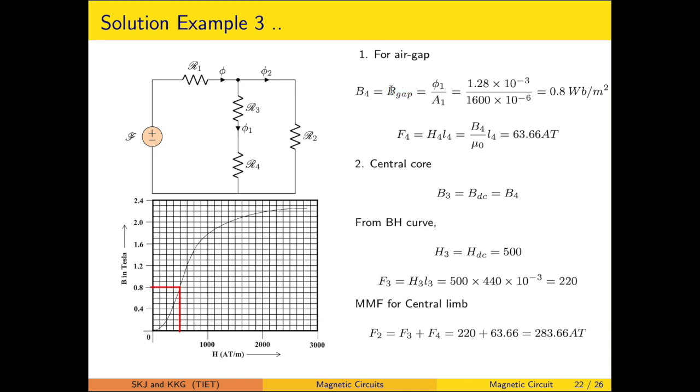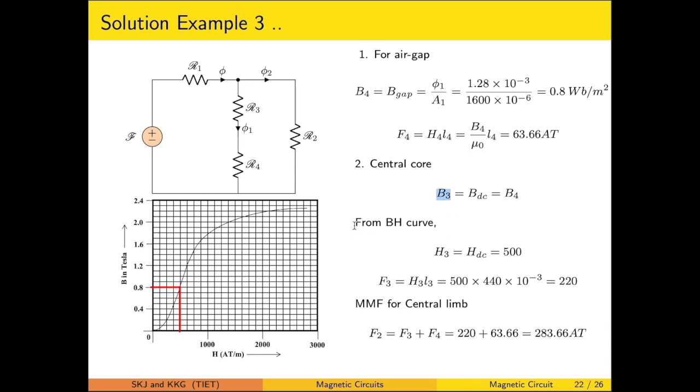Now with this B4 we can calculate the F4, which is the equivalent MMF across the reluctance offered by the air gap. This MMF is H into L. This H is calculated with the help of B upon mu. L dimension is known, so we have calculated the MMF associated with the air gap length. Now this flux is common, so the flux density will also be common. So corresponding to the central core, the flux density will be equal to the flux density in the air gap.